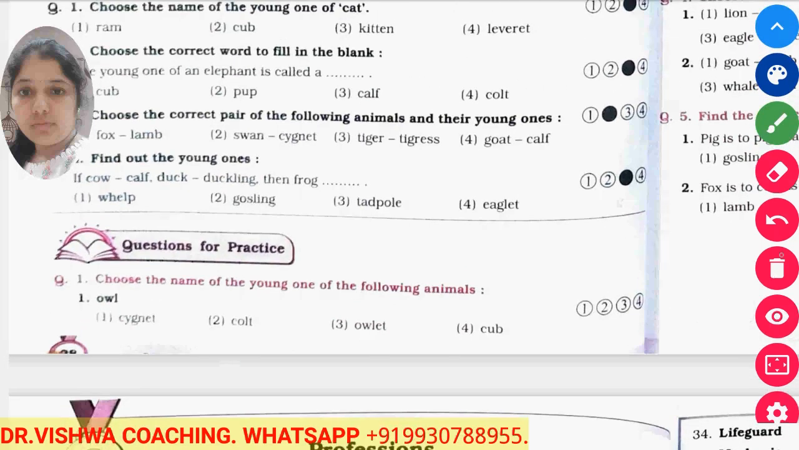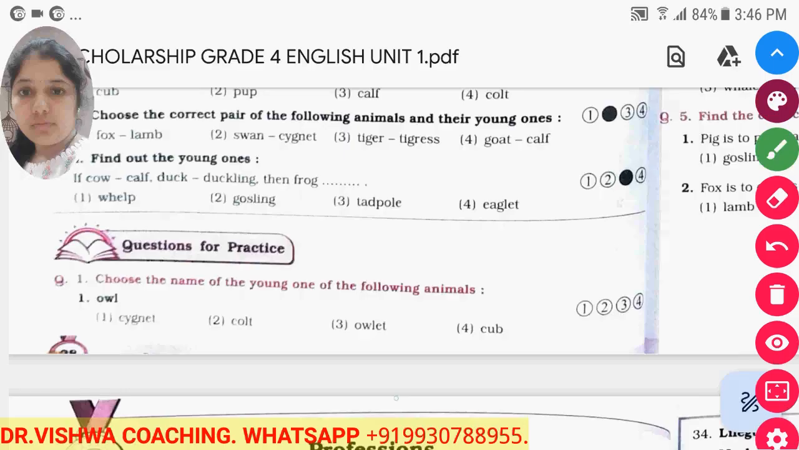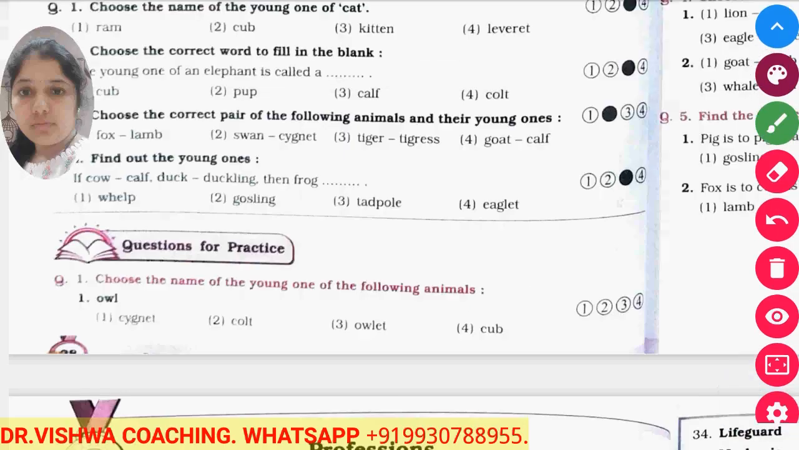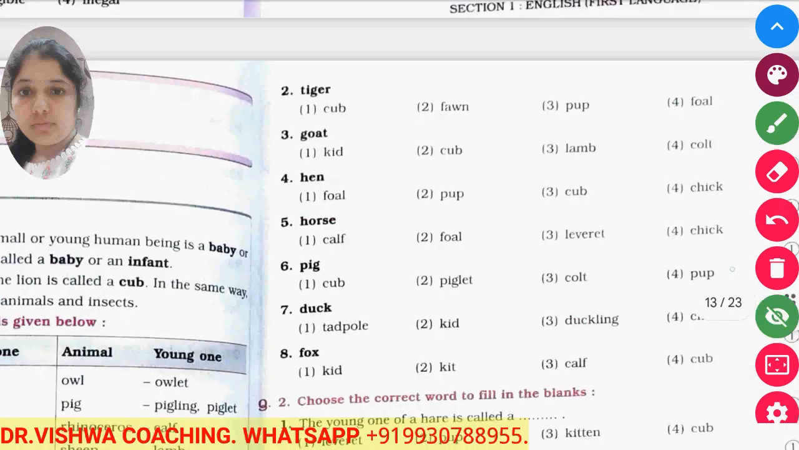Now see, owl is a bird given to you, and we have to find the name for its young one. We just saw the list, owl's young one is known as owlet. So the correct option is owlet here. Tiger, as I just told you, tiger's young one is known as cub. So the correct answer is option number 1. Goat's young one is known as kid. So again option number 1 is the correct option.